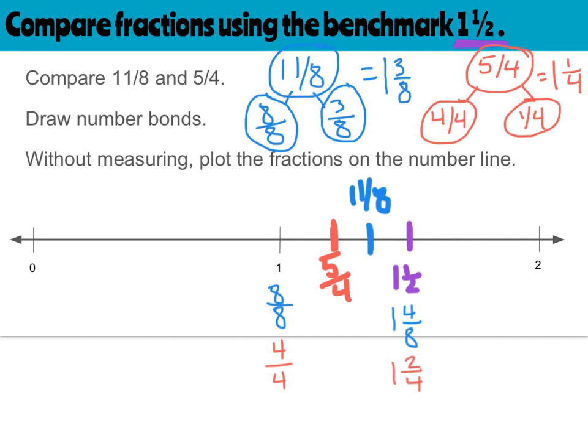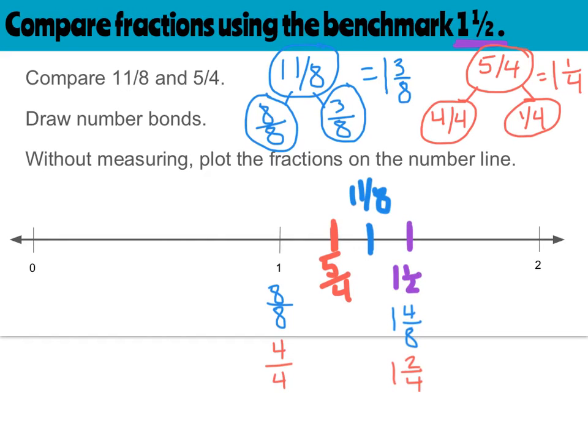My second fraction, 1 1/4, is smaller than 1 2/4. So it's 1/4 smaller than that. So I had to go back 1/4. 1/8 is smaller than 1/4. So that's why my 1/8 piece is closer to 1 1/2 than my 1/4 piece.